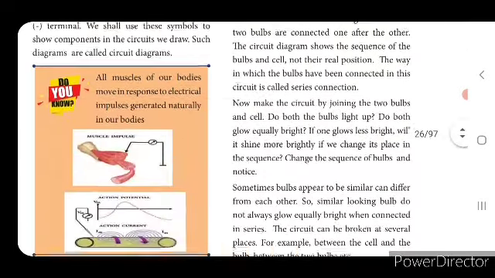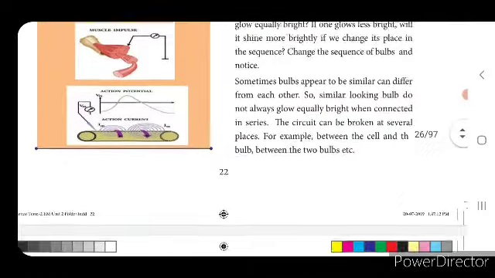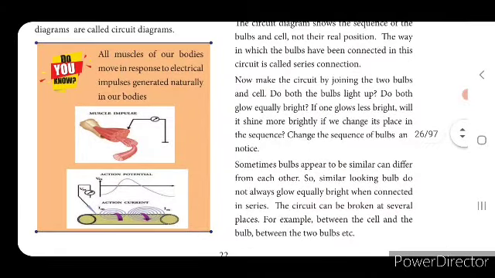The best example for this series circuit is, for decoration purposes, we put serial lights, no? So that is the best example for series circuit. If one bulb gets fused, the other bulb will not work. It is controlled by only one switch. Okay children, so we call this circuit as series circuit.